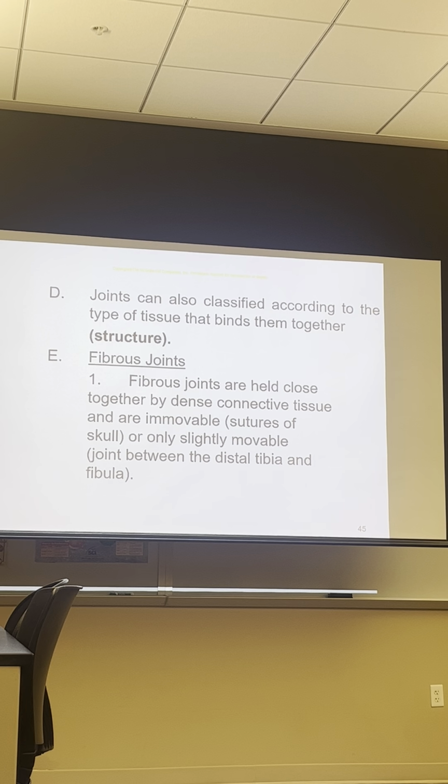For example, the sutures in your skull. You've got bones in your skull: temporal, frontal, parietal, occipital. Those bones are firmly held together. They're not supposed to move at all. And then you have the distal end of your tibia and fibula, not really supposed to move at all other than to go like this. Those would be sutural or fibrous joints.